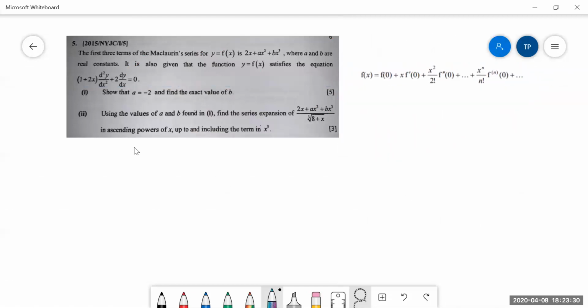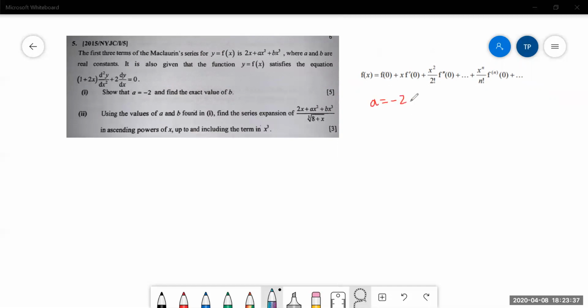Next question. Using the values of A and B found in part 1. Okay, we know that A is -2. What is B? 4. Okay. Find the series expansion of 2 plus 2 minus 2x squared plus 4x cubed over cube root of 8 plus x. How to do this? In ascending powers of x, up to and including the term x cubed. This is very important. So how do we do this?